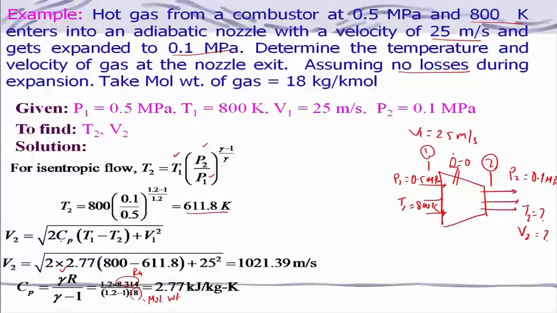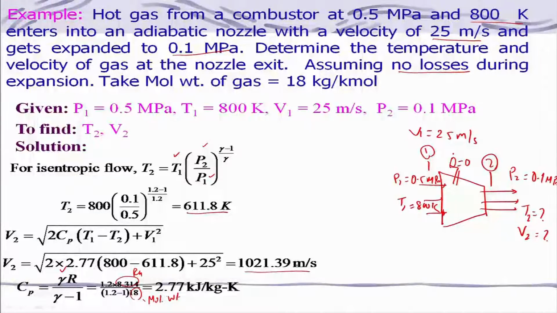Then put all the values here: 2 into Cp value of 2.77, and T1 is 800 Kelvin, T2 is 611.8, and 25 meter per second as V1. You will get 1021.39 meter per second.